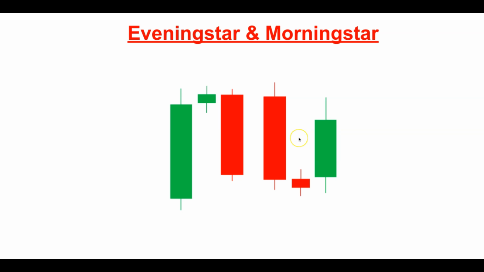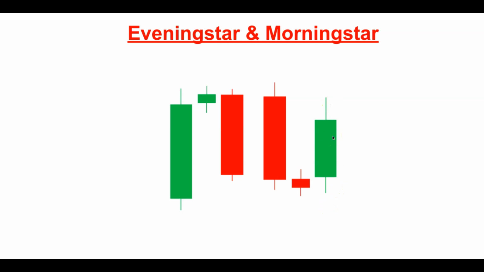This formation here is a morning star, and again it's a triple candlestick formation that usually occurs in a downtrend, as a bearish candle is printed here, and then we have a doji potentially here, and there's usually a strong engulfing candle here.